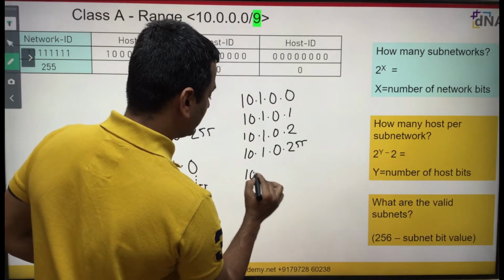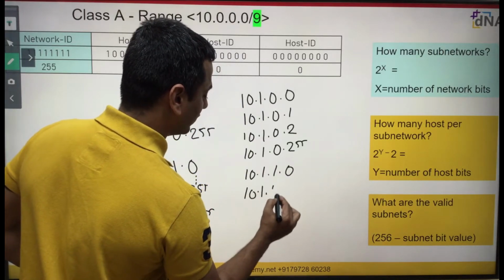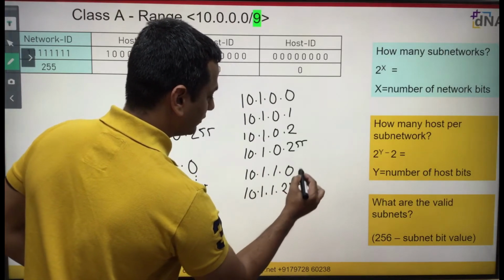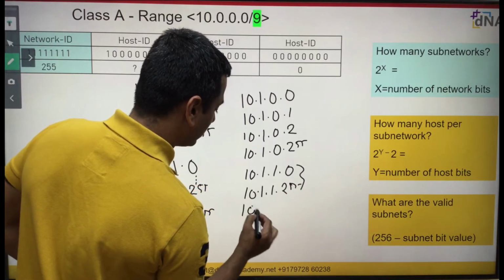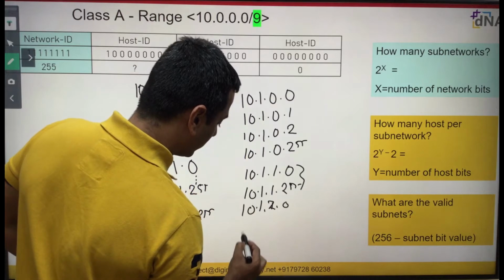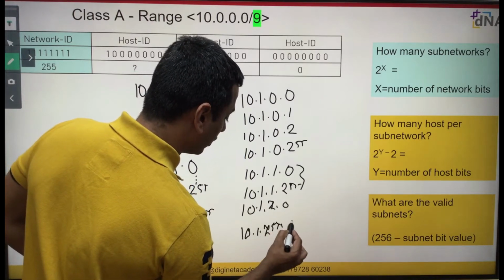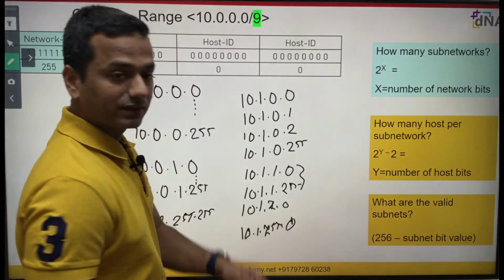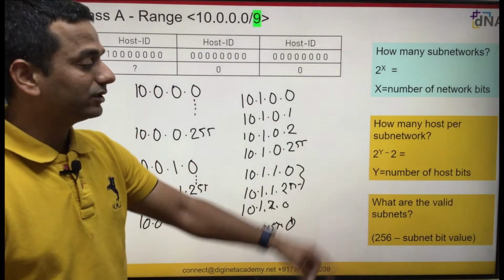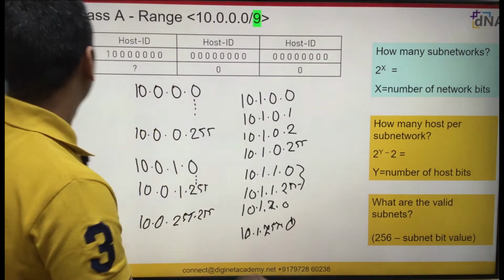Now 10.1.1.0, 10.1.1 dot up to 255. Now this 255 done, then 10.1.2.0 and this will go up to 10.1.255.0. Got it, guys? So this is how you are getting 2 to the power 23 IP addresses. Sure? Confirm? Let's move on.